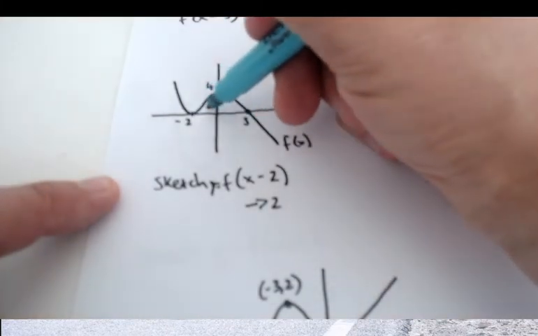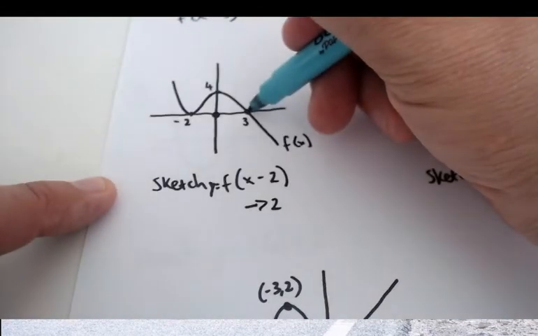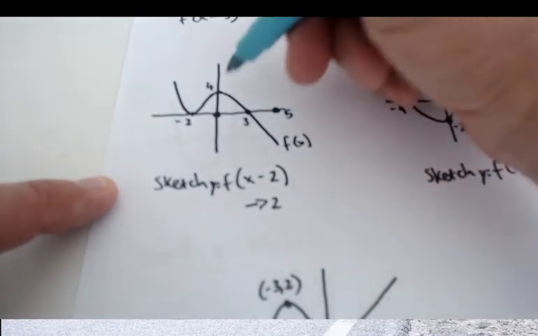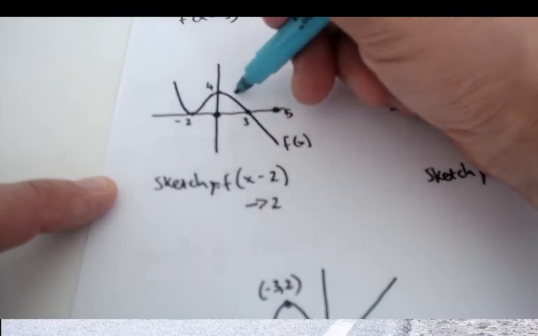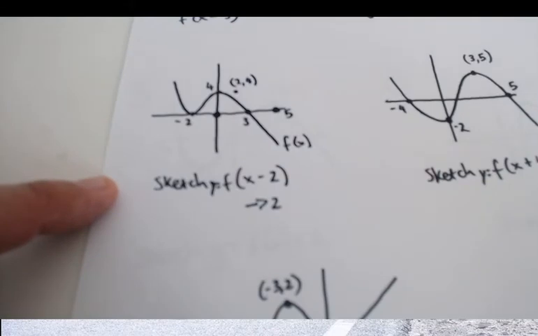So that was at -2. 2 spaces right will take me to the 0. The 3, let's do that just now because that'll be easy. 2 spaces to the right, that'll take me up to 5. And this was the point 0, 4. So it will now be the point 2, 4 if I move it 2 spaces to the right.